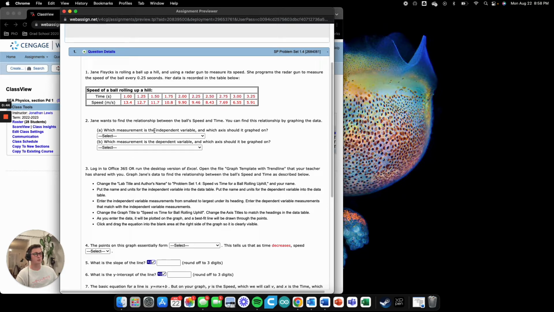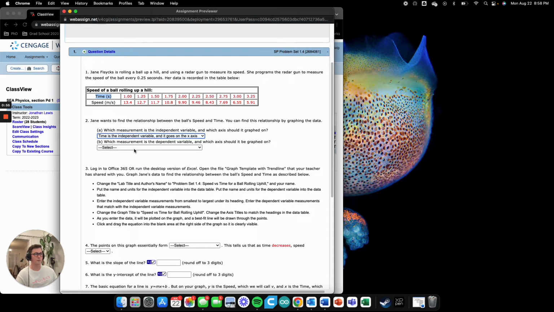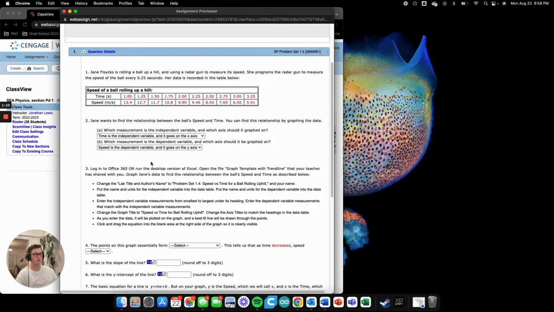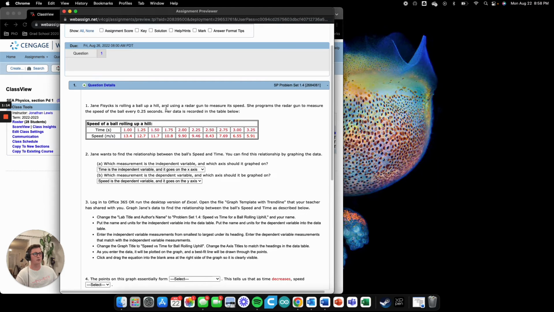Okay, so what is the independent variable? That always comes first, and that is time. Time is independent. Independent always goes on the x-axis. Okay, and then second is the dependent variable. That's going to be speed. That's the output, which is the y-axis. Oh, no, not time, speed. Speed is dependent, goes on y. There we go.